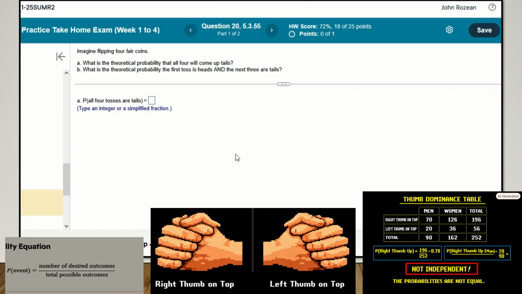Alright. So now we're on number 20. I'm going to stop my stuff right now so I don't destroy my poorly partitioned old school computer.